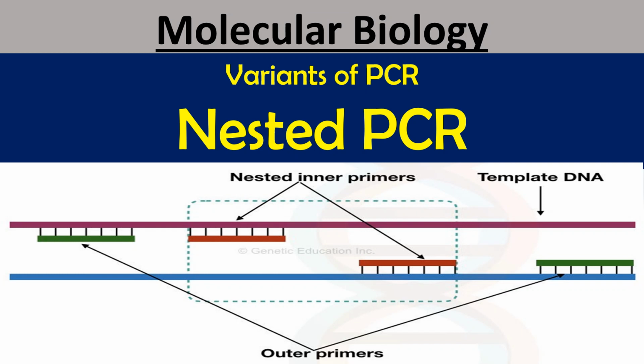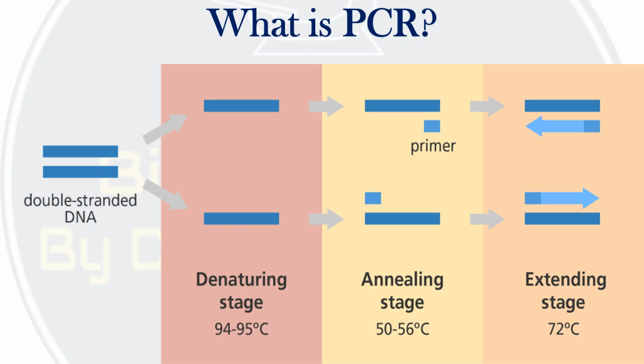Today I am going to talk about another variant of PCR, and that is nested PCR. In the last lecture we talked about one of the variants of PCR, that was multiplex PCR. So this is the basic, simple, normal conventional PCR, which has three different stages.